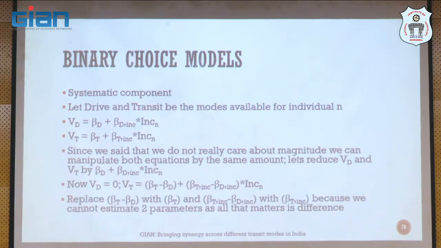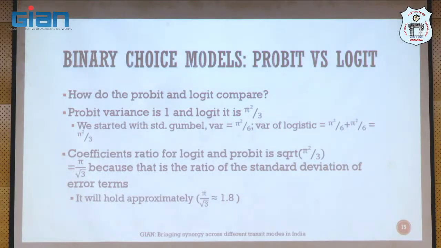So now we talk about how we can use these models. If you have drive and transit as the alternatives, you can have equations like this to determine the utility for both of them. So VD has a constant for drive, and there is a constant for transit. But because only the utility difference matters and there is no absolute meaning for utility, we cannot estimate both of them.